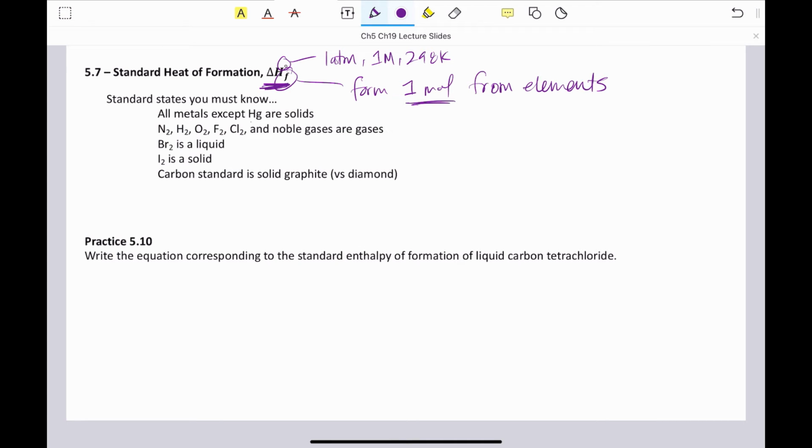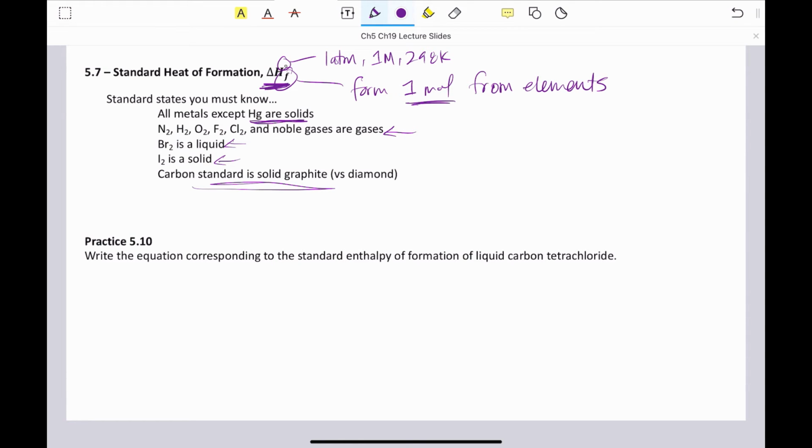Metals are solids except for mercury, being a liquid. So as long as a metal is a solid, that is its standard state. These are our gases that we should know. That's our other liquid. That's a weird solid that we should know. And the standard form of carbon is graphite versus diamond. So those are elements in their standard states. And obviously the heat of formation of any element in its standard state is 0.